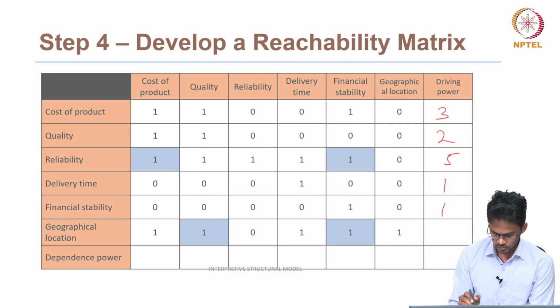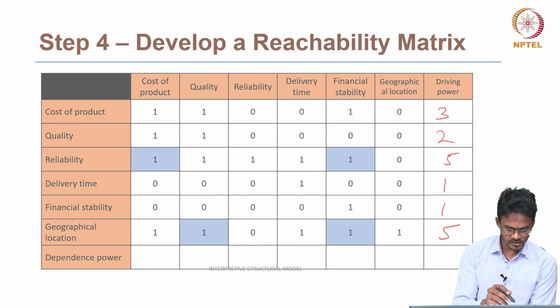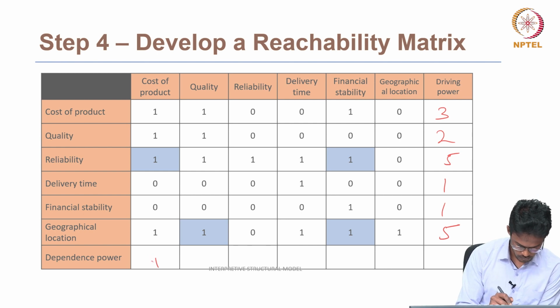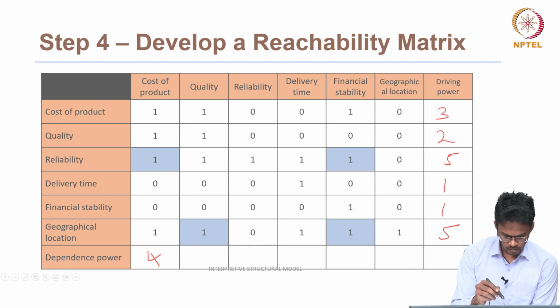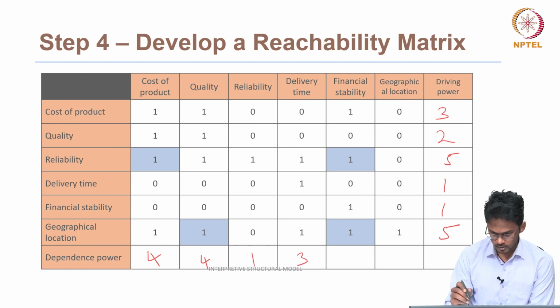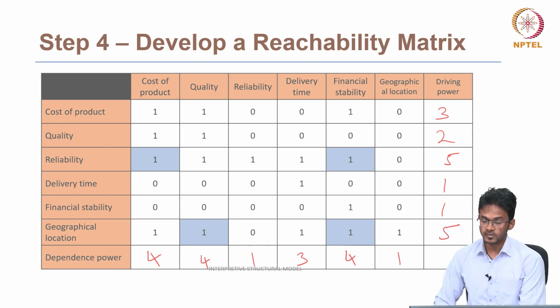Geographical location it will be 5, and dependence power we can say, dependence power is the sum of the columns. So, for cost of product it is 4, and for quality the dependence power will also be 4, reliability it will be 1, delivery time 3, and financial stability it is 4, geographical location it is 1. So, these are the dependence powers and driving powers.